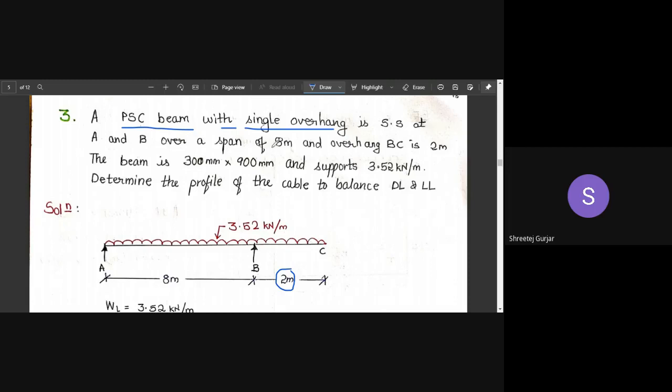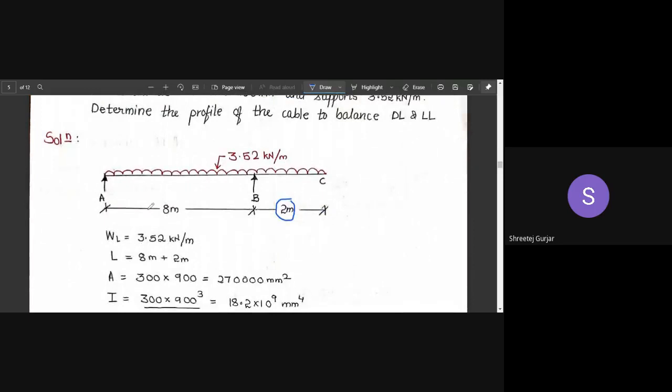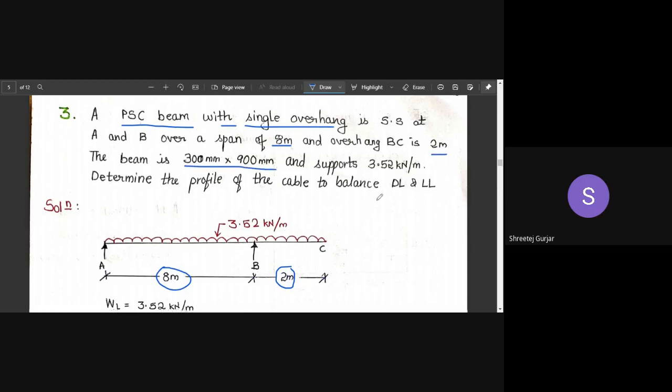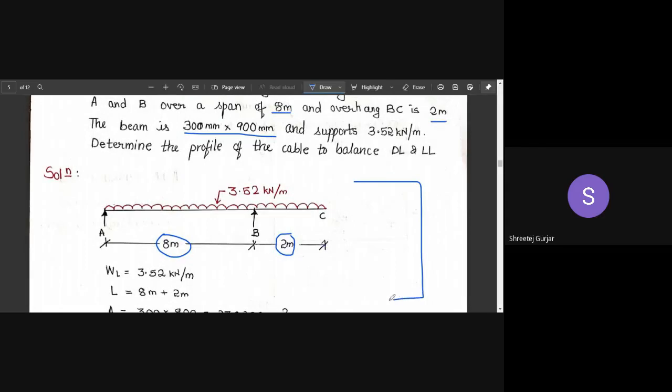And the span of the beam between A and B is 8 meters. Overhang B is 2 meters. The beam has a rectangular cross section of 300 mm by 900 mm. It supports a UDL of 3.52 kilonewton per meter throughout. What we need to do is determine the profile of the cable to balance the dead load and live load.